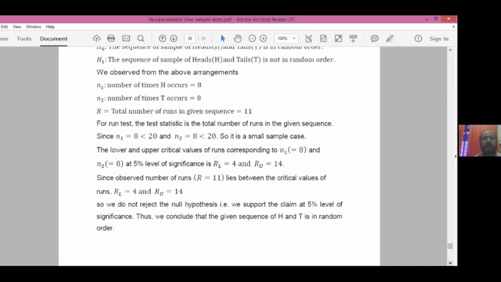The lower critical value RL is 4, and the upper critical value RU is 14. Since the observed number of runs is 11, which lies between 4 and 14, we do not reject the null hypothesis. We support the claim at 5% significance. Thus, we conclude that the given sequence of heads and tails is in random order.